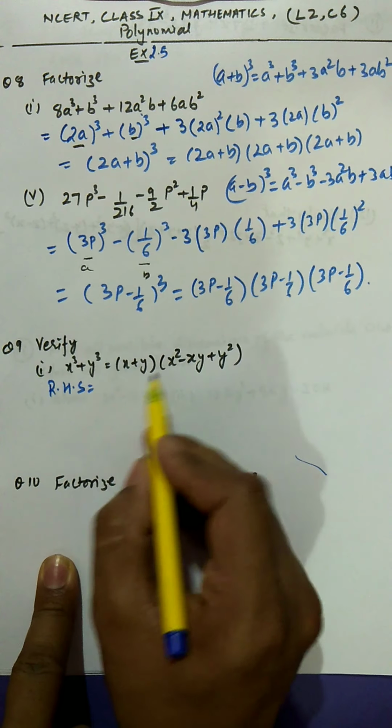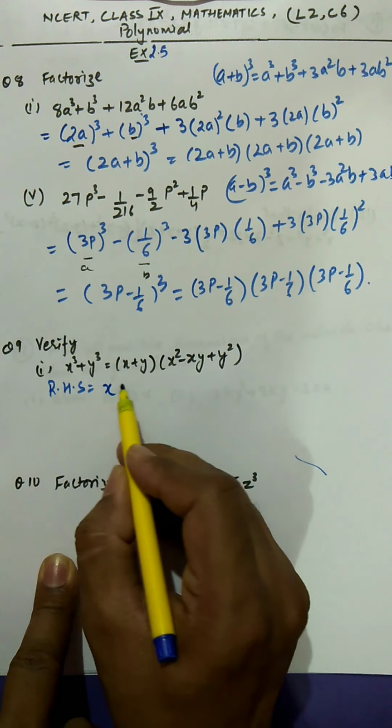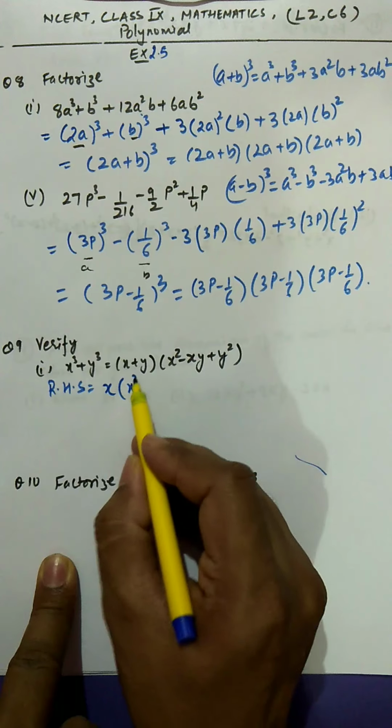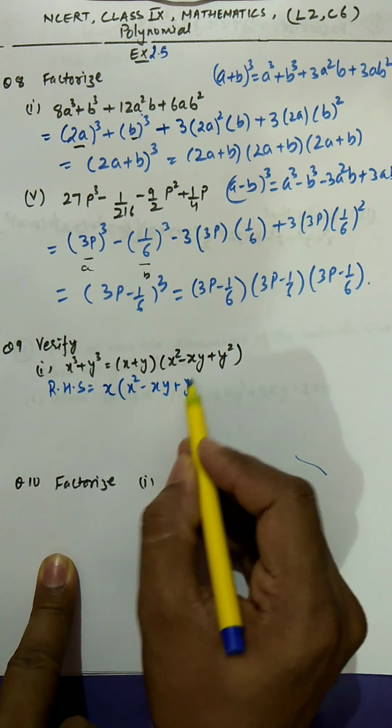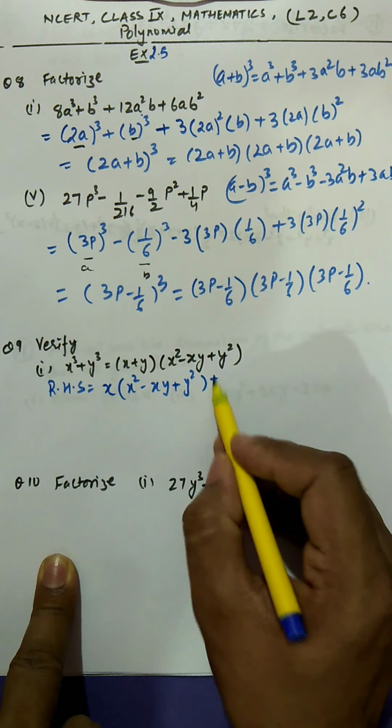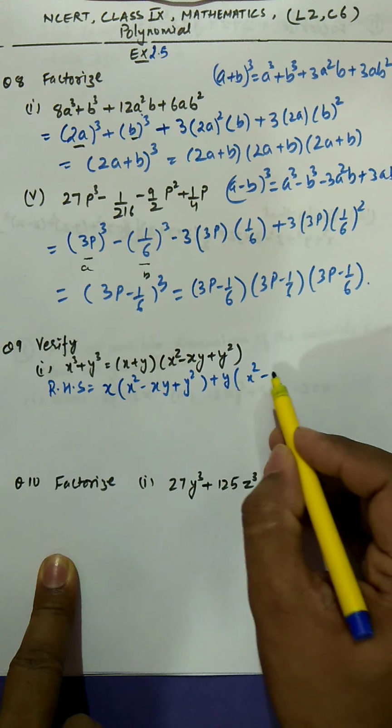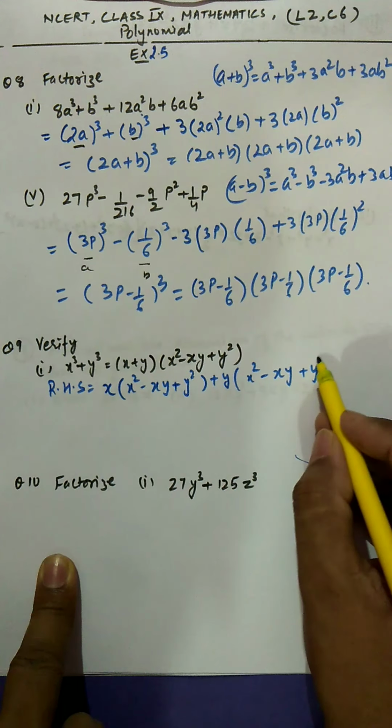So in this RHS, you can apply the distributive law. This is x bracket, you can take this complete bracket, x times, then y times. This is x square minus xy plus y square.